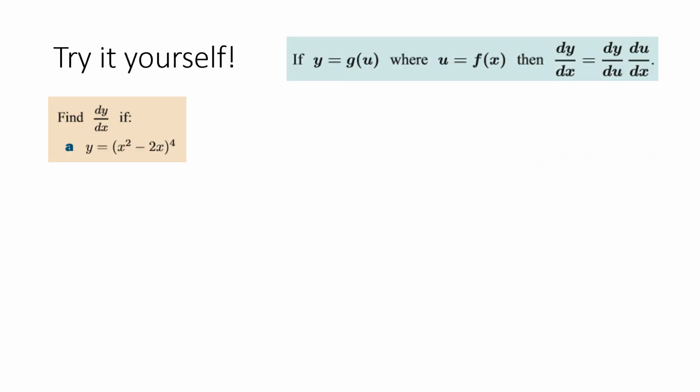Let's try a really easy question to begin with. So we just talked about this one. Find the dy/dx of (x squared minus 2x) to the power of 4. So we first have to think what is going to be our u and what is going to be our g. In this case, because the function is to the power of 4, we're going to let g of u be equal to u to the power of 4, and u is going to be equal to x squared minus 2x.